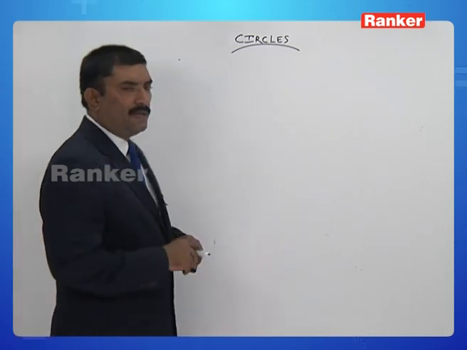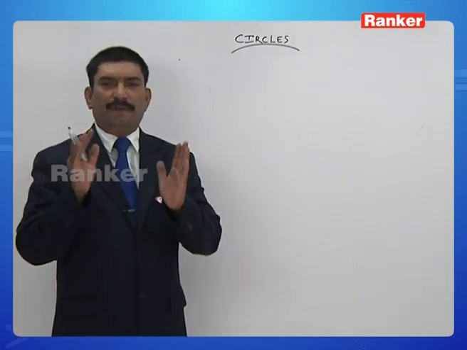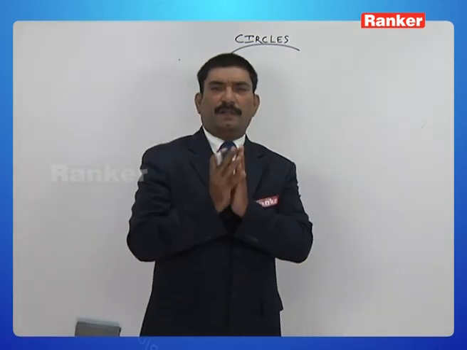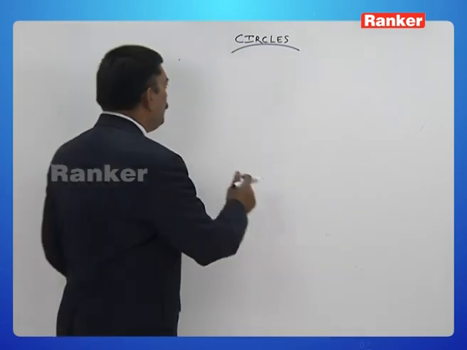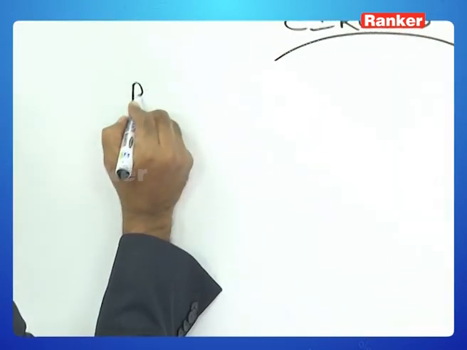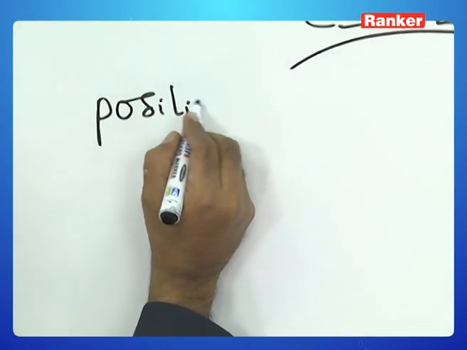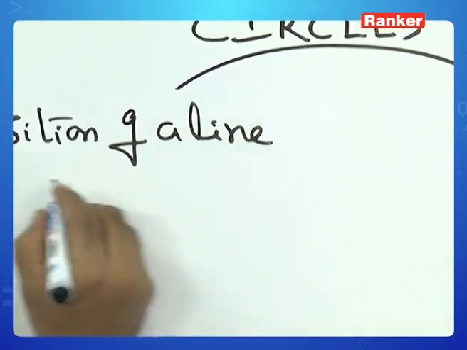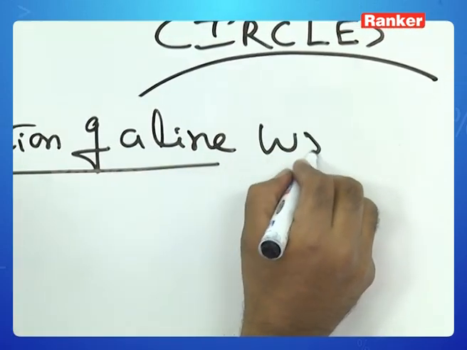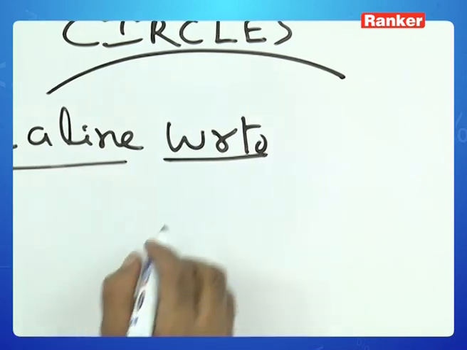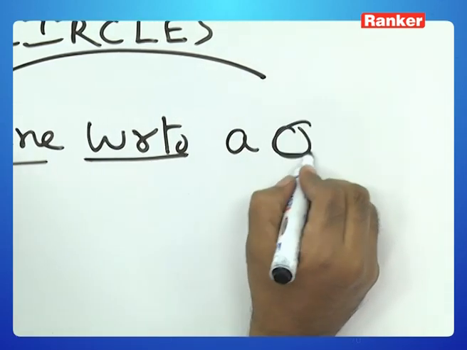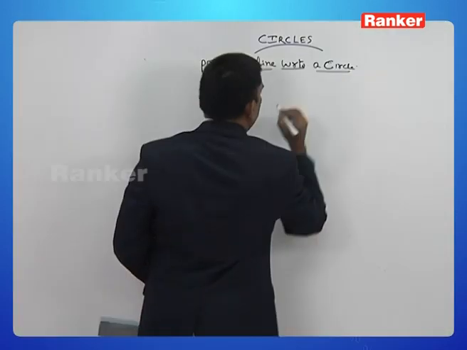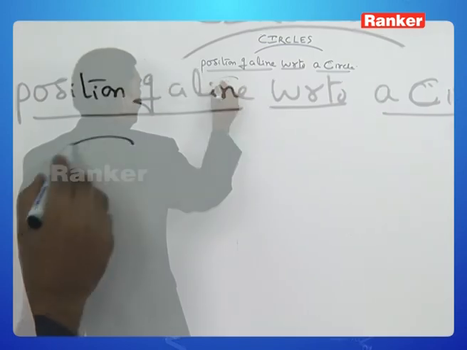Next, we shall understand the position of a line with respect to the circle S is equal to 0. Now, the position of a line with respect to a circle, right?